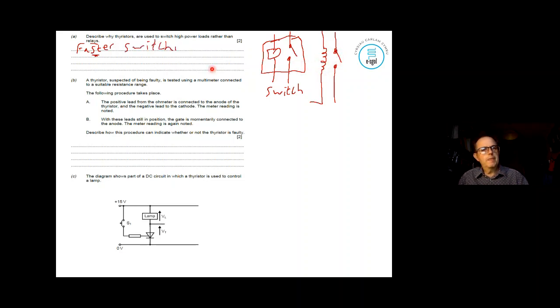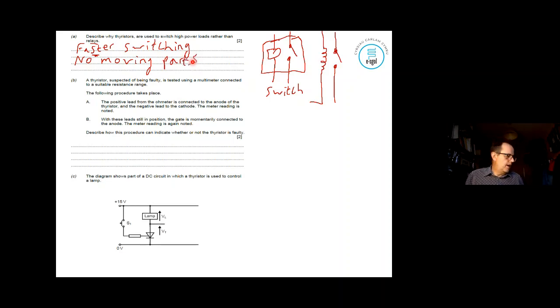So the biggest thing is that thyristors have a faster switching than relays, because there are no moving parts. If you ever have a relay, you can hear the click, click, click when it is activated. So that's a good one to remember.